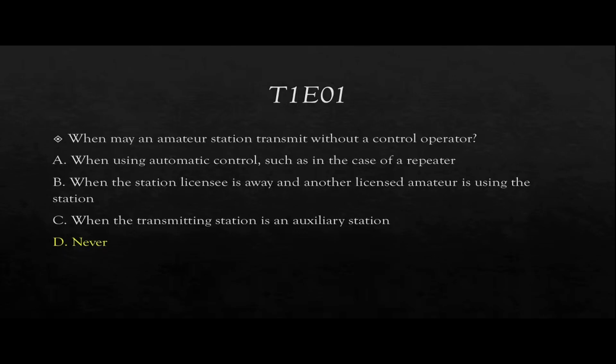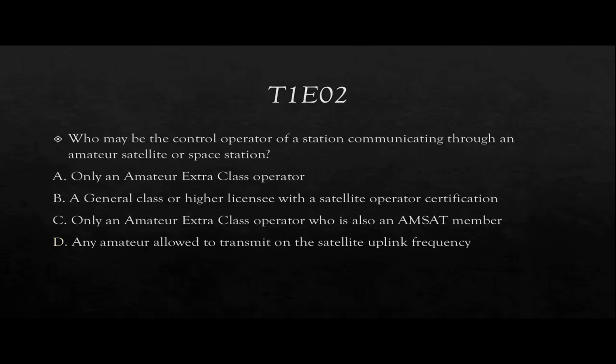Let's go to the next question. Question 2. Who may be the control operator of a station communicating through an amateur satellite or space station? A. Only an amateur extra class operator. B. A general class or higher licensee with a satellite operator certificate. C. Only an amateur extra class operator who is also an AMSAT member. D. An amateur allowed to transmit on the satellite uplink frequency.